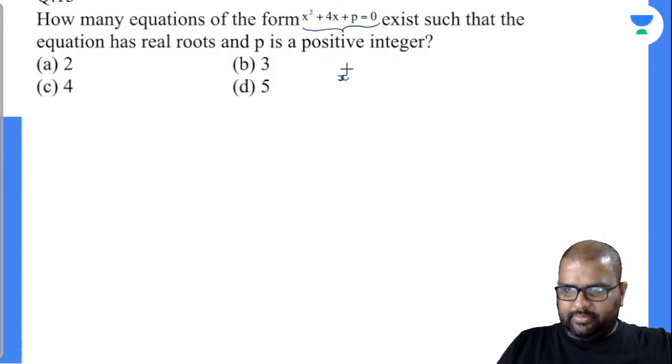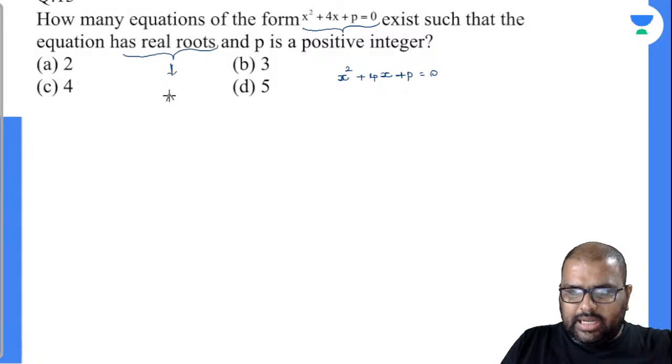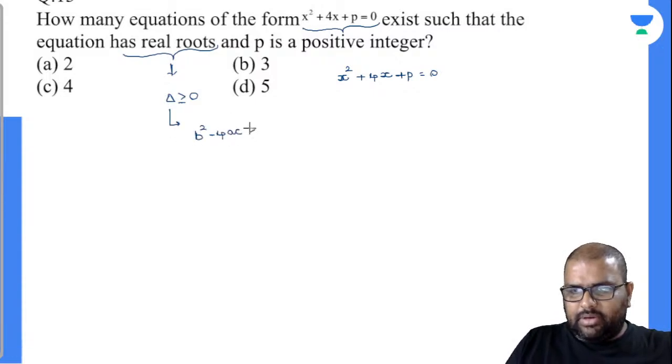x square plus 4x plus p is equal to 0 exists such that the equation has real roots and p is a positive integer. First of all, in order to find real roots, your delta has to be greater than or equal to 0 here. Delta is nothing but the discriminant. Delta value is nothing but b square minus 4ac, which must be greater than or equal to 0.